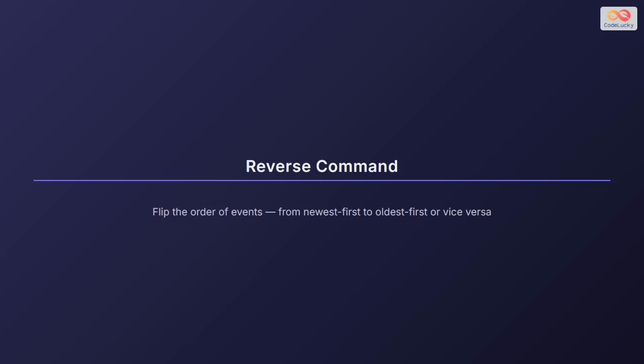The reverse command is a powerful tool to flip the order of events in your search results. It allows you to switch between showing the newest events first or the oldest events first, making it easier to analyze data from different perspectives.